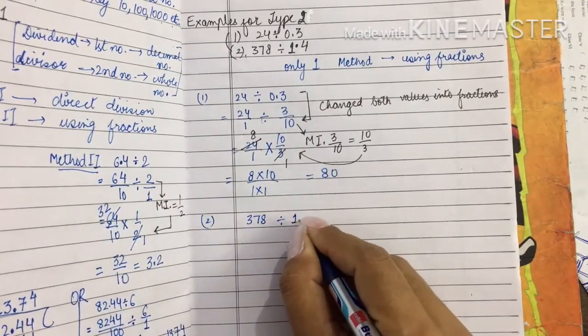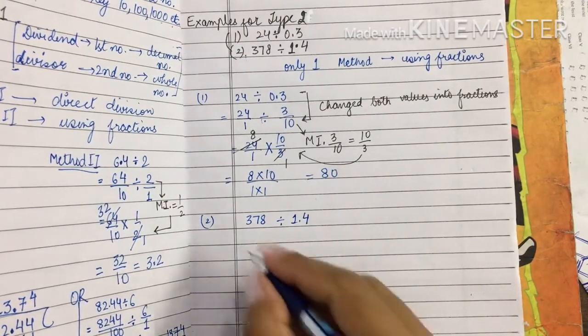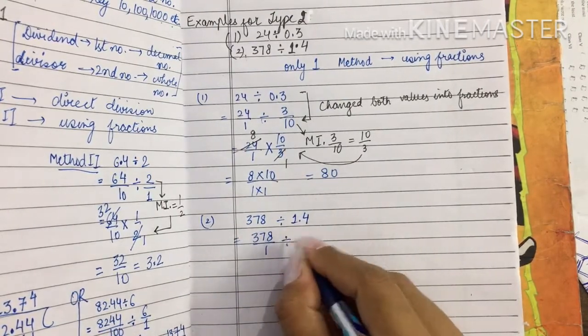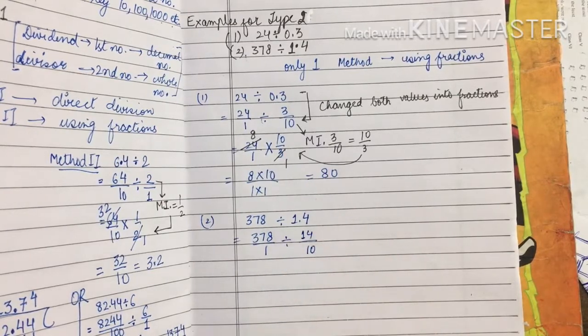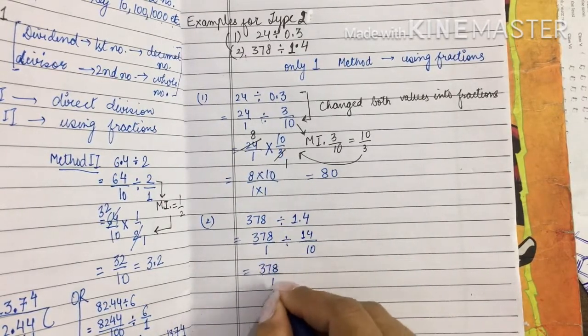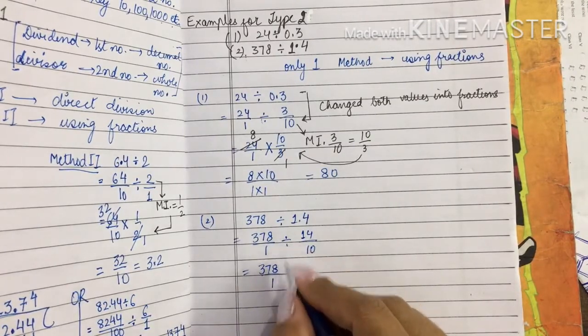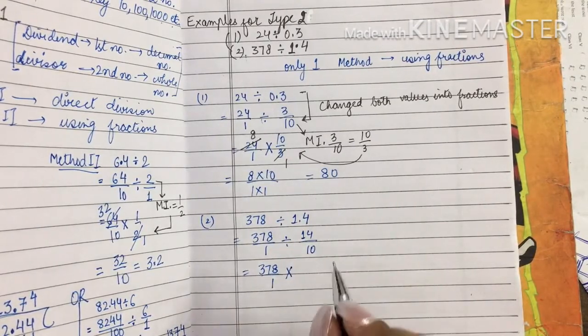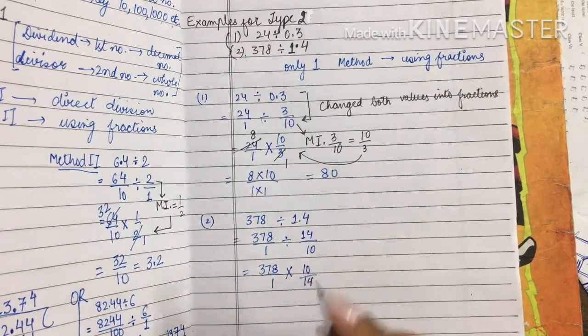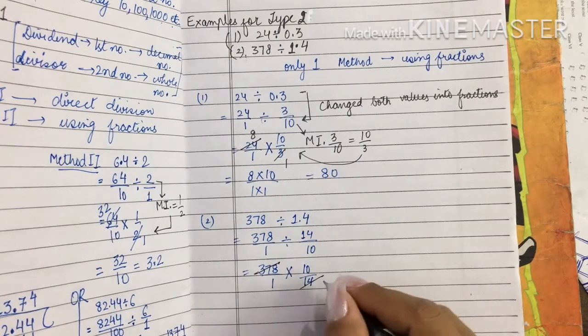Let us do the second part. 378 divided by 1.4. Again changing them to fractions: 378 by 1 divided by 14 over 10. I have fractions now. To divide fractions, I change the sign of division to multiplication and I use the multiplicative inverse of the second fraction. Now it's time to simplify. These two get cancelled because they are even numbers. Let's divide them by 2.